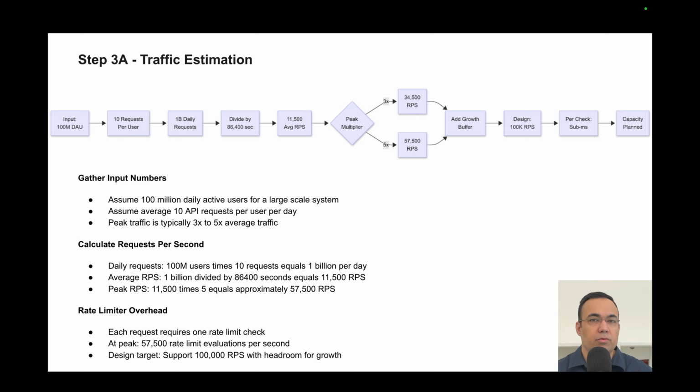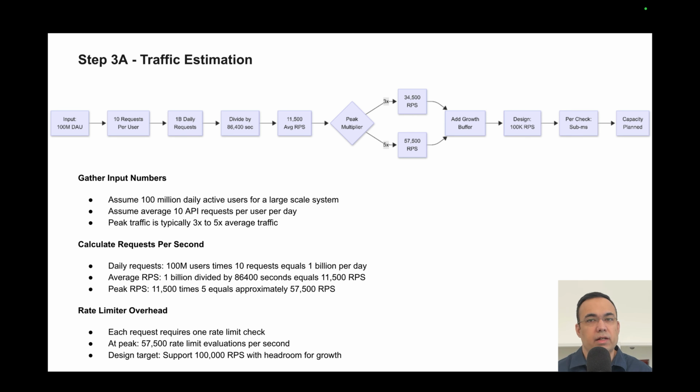Then we work on calculating the requests per second. The daily requests should be roughly 100 million users times 10 requests, which equals 1 billion requests per day. Then the average RPS should be 1 billion divided by 86,400 seconds, which equals approximately 11,000 requests per second. Peak RPS should be 11,500 times 5, which is roughly 58,000 requests per second.